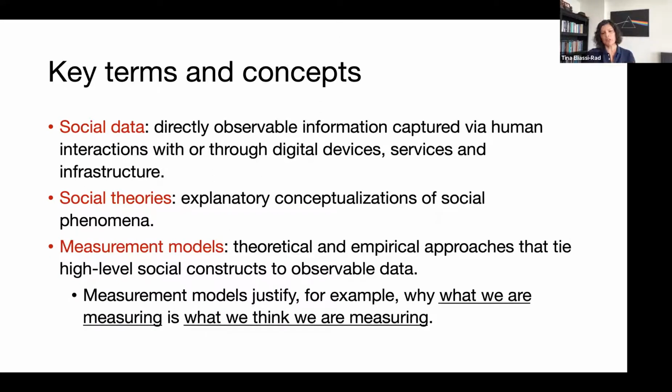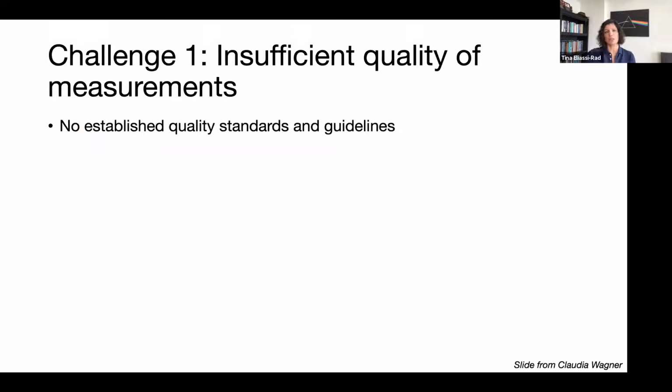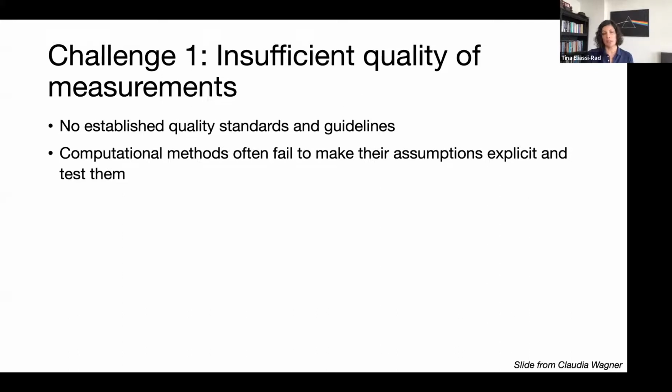And in particular, you need to pay attention to and be able to justify why what you're measuring is what you think you're measuring. So the first challenge is this insufficient quality of measurements. There are no professional norms. There are no quality standards or guidelines when it comes to these measurements. We all know, God knows, computational models often fail to make their assumptions explicit and test them.